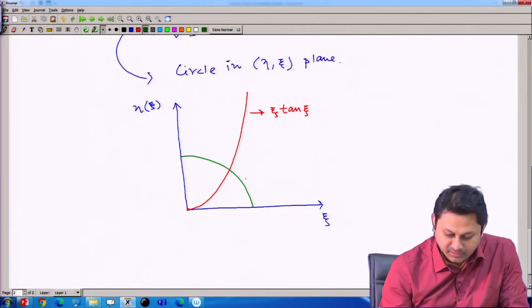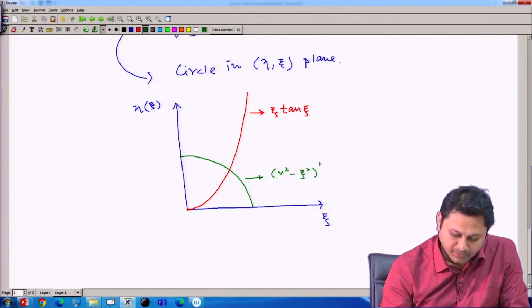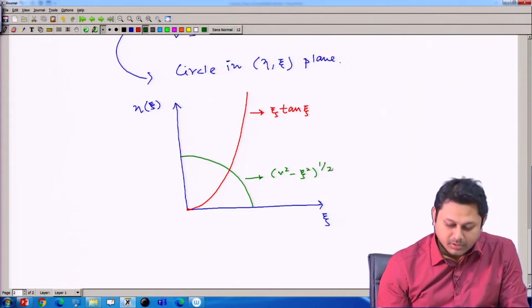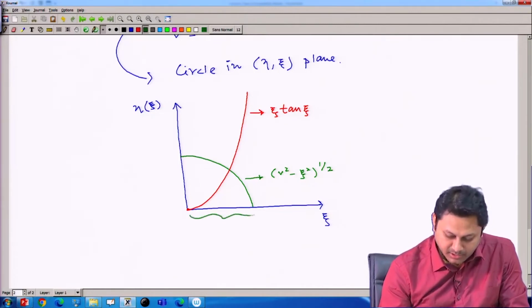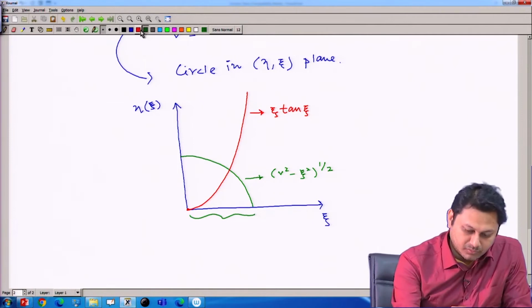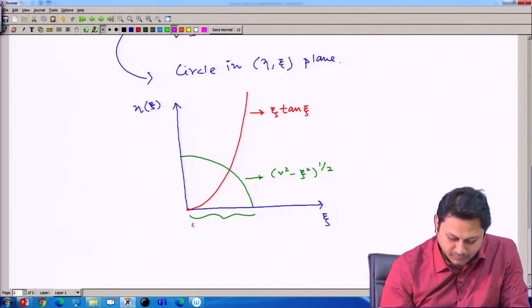So, this equation tells me it is (v square minus xi square) whole to the power half, and this is the value of the radius of this circle. From here to here, this value is v. So, the radius of this circle is v.